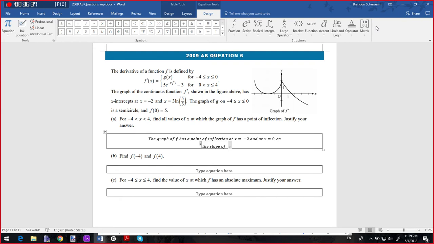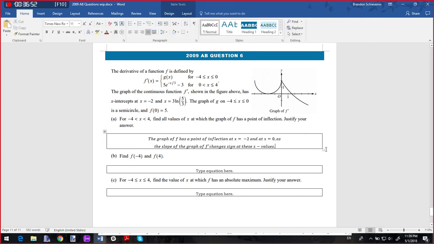As the slope of the graph of f prime changes sign at these x values. Okay. I may have misspoken there. I'm not sure because the chat's yelling at me. So for points of inflection, you don't need to have a concavity of 0 as long as we are changing signs. So it's okay to have a point of inflection at x equals 0.